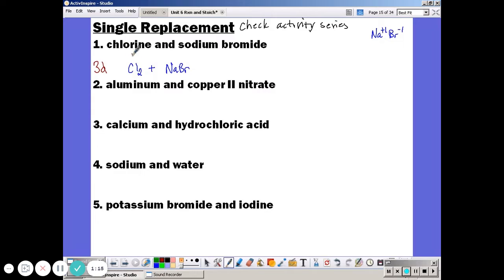So the element would be labeled D. The compound is BC, and it would turn into BD plus C. So chlorine is trying to replace bromine. So we look on the activity series in our reference table. At the top is the activity series for halogens. Chlorine is above bromine, so this reaction takes place.